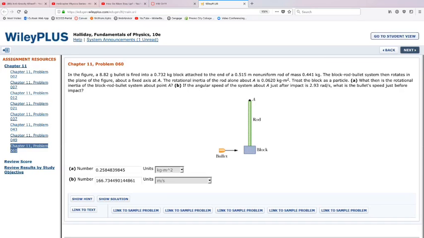So I had you do bullet pendulums in chapter 9 with linear momentum. This is that problem, but this time you have a pendulum that has a moment of inertia and you're solving it in an angular form. Does the bullet have angular momentum as it strikes the block? Yes, it does. Why?